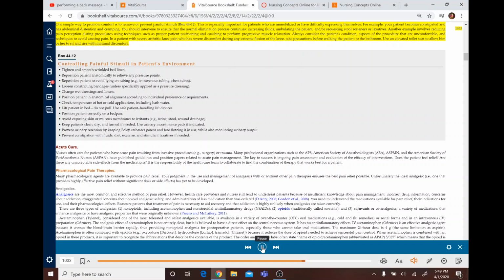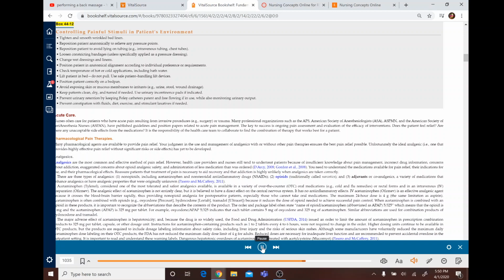Always consider the patient's condition, aspects of the procedure that are uncomfortable, and techniques to avoid causing pain. In a patient with severe arthritic knee pain who has severe discomfort during any extreme flexion of the knee, take precautions before walking the patient to the bathroom. Use an elevated toilet seat to allow him or her to sit and rise with minimal discomfort.